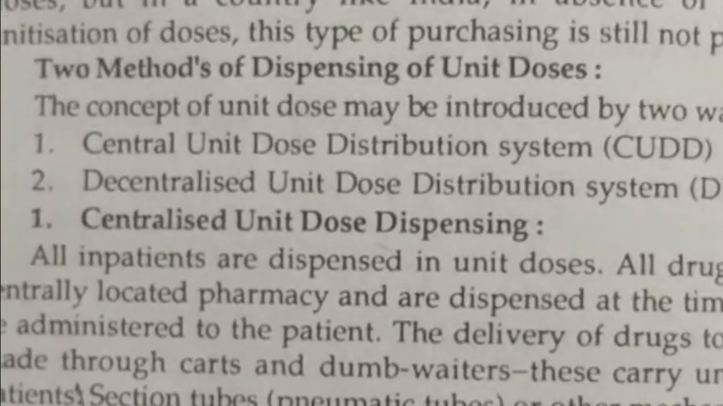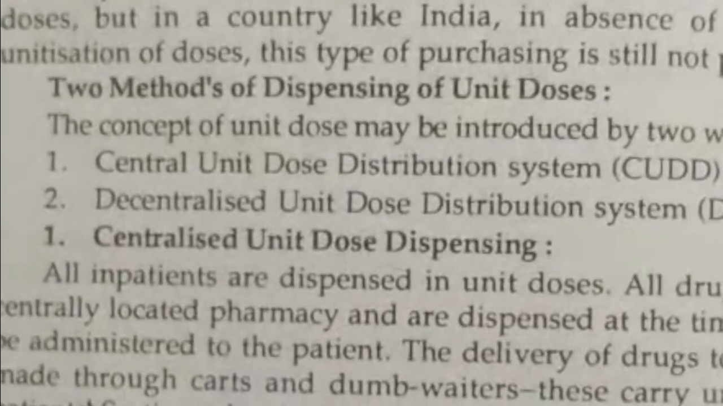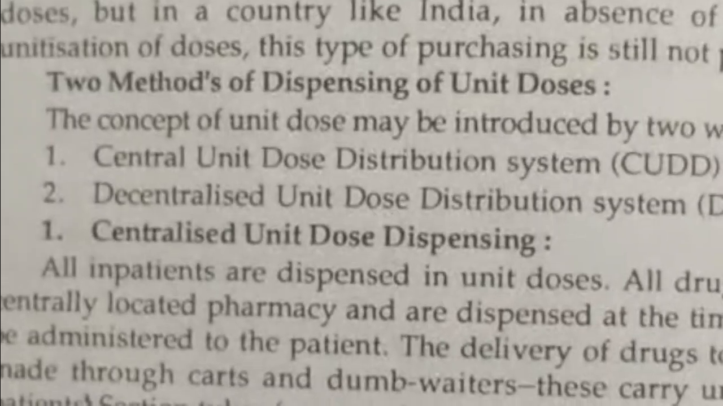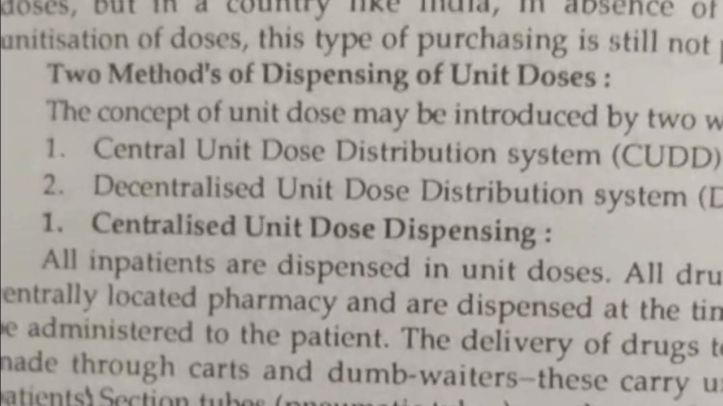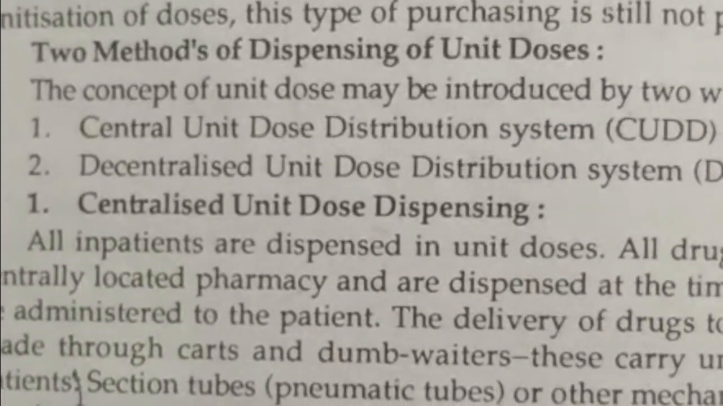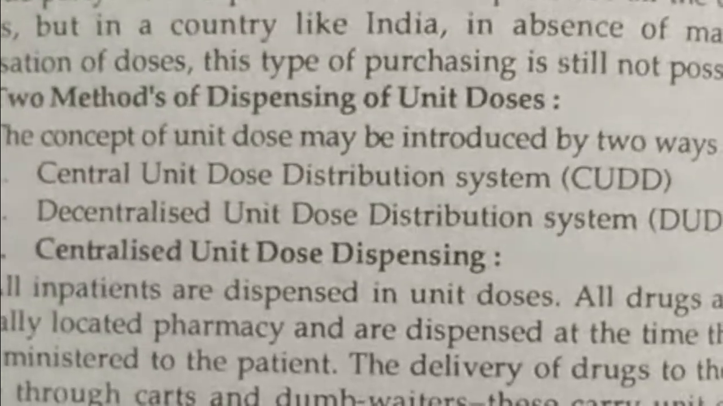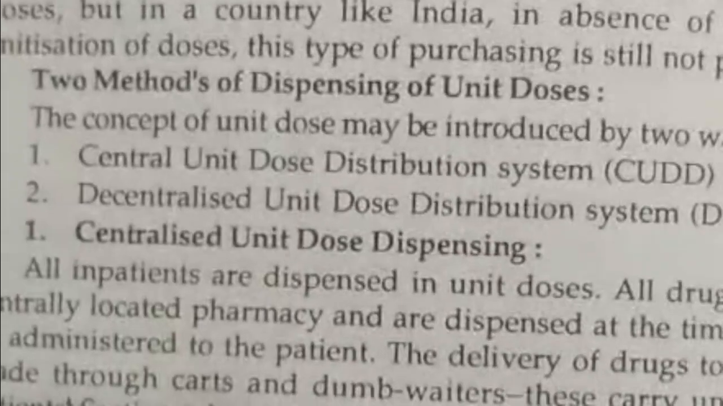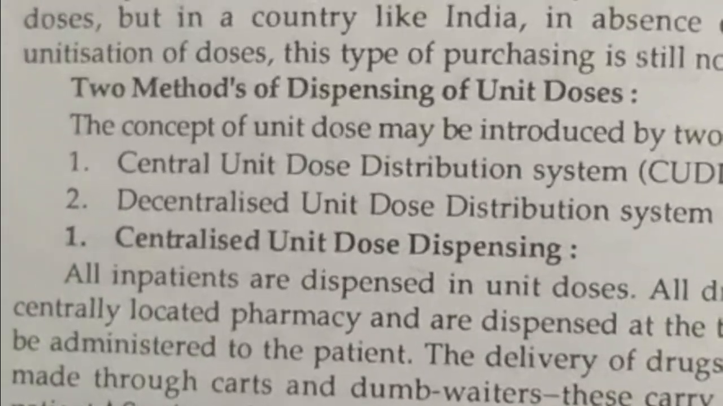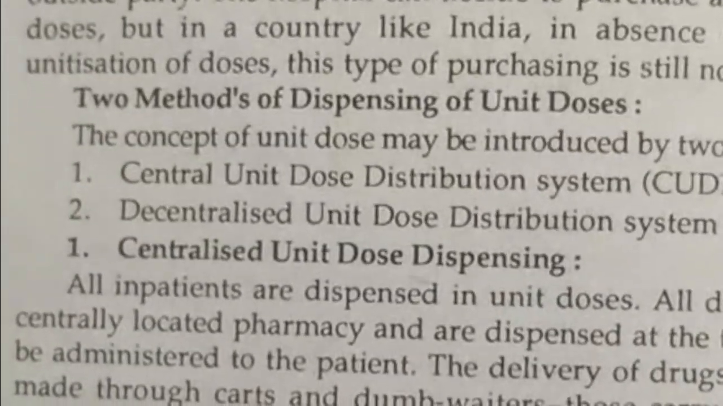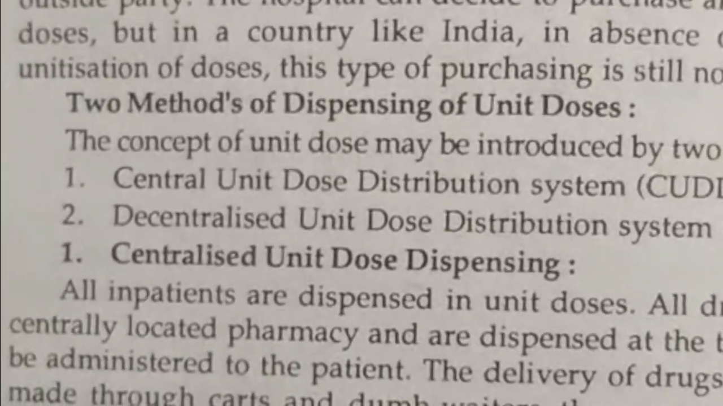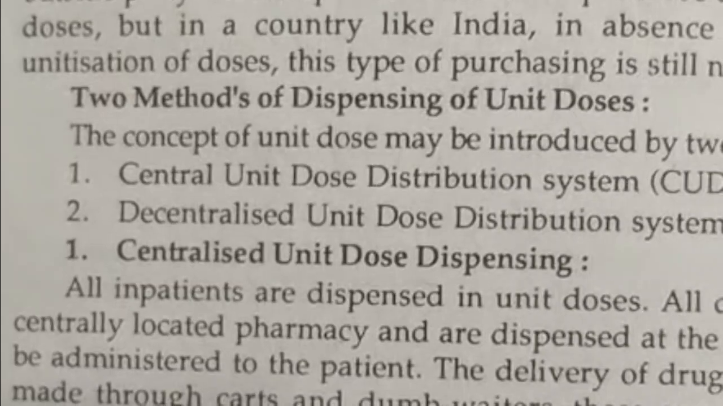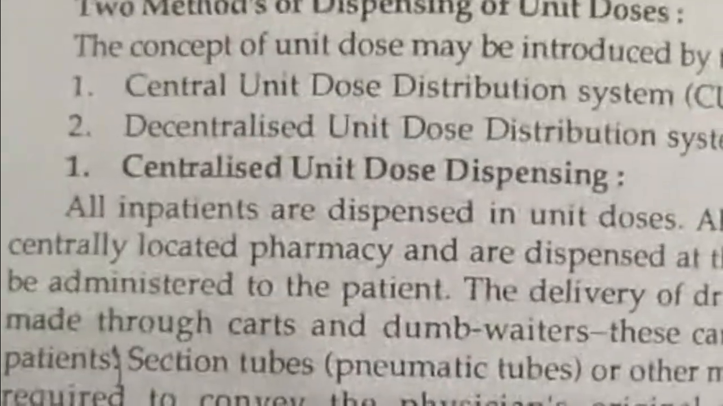The third question you note down: what are the methods of dispensing of unit doses? There are generally two methods. From there a short question may also occur: what is the difference between central unit dose distribution system and decentralized unit dose distribution system, that is, the difference between CUDD and DUDD. So there are two methods, that is, centralized unit dose dispensing and decentralized or satellite pharmacies. They may also ask you a short question: what do you mean by satellite pharmacy?